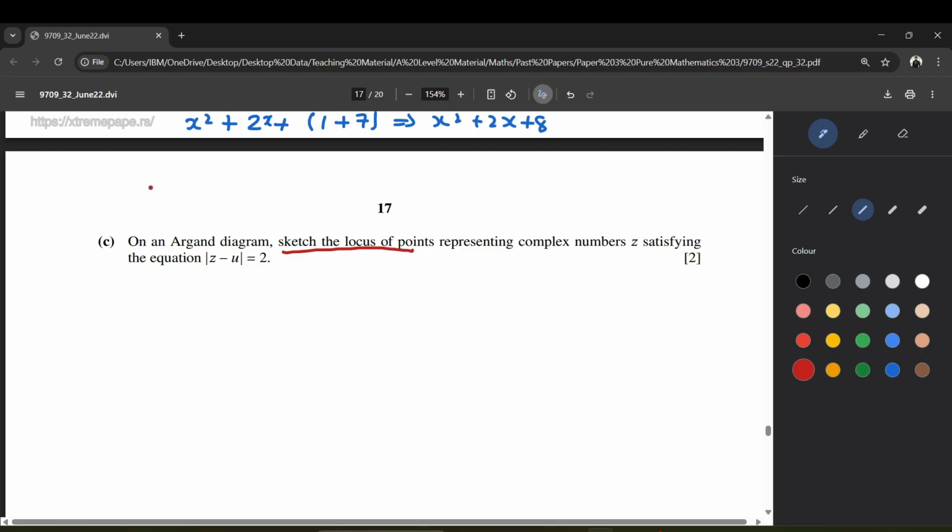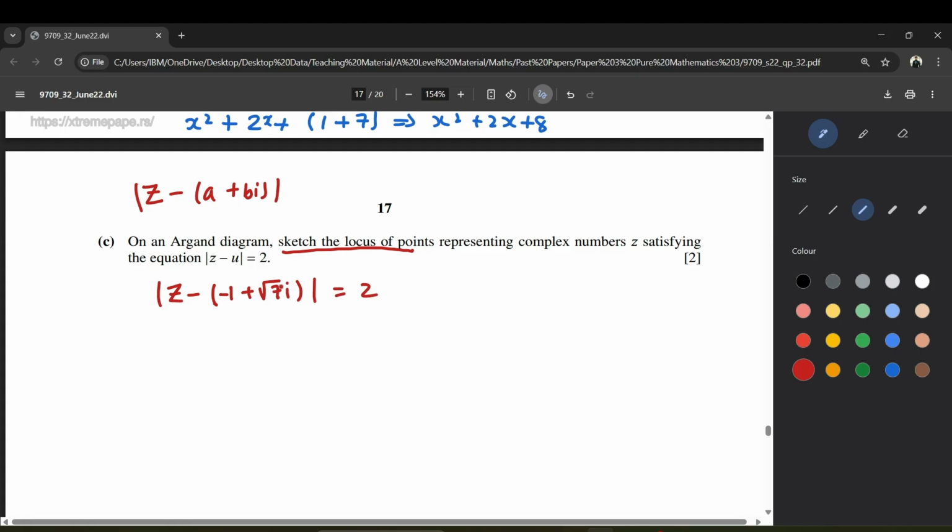So first of all, we know that our equation should be in the form, okay, always. So first we're going to write it over here, z minus u. So minus u basically means u was minus 1 plus root 7i.